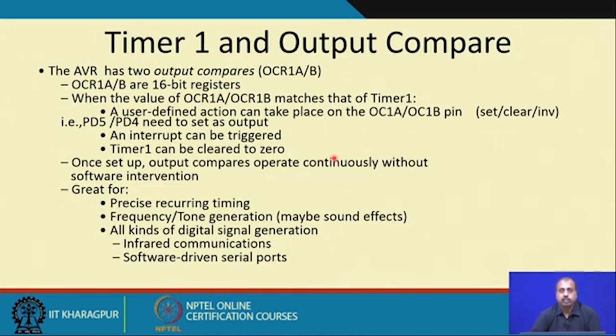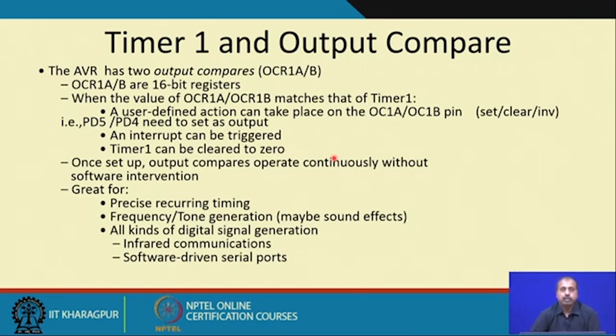You can tell the processor that when this timer comes to a particular set value in the OC register, it will trigger an interrupt. Or Timer 1 can be cleared to 0. That is also another activity. Once set up, this output compare continually outputs without software intervention. So, you just program it once and from that point onwards it continues.